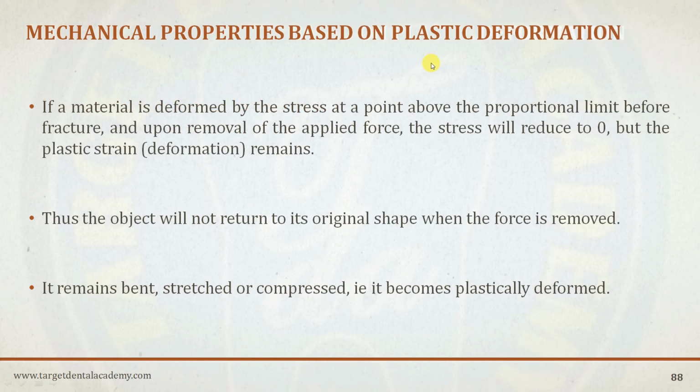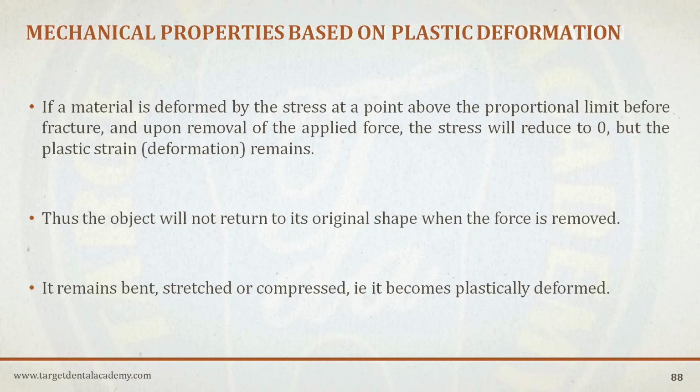So the mechanical properties based on the plastic deformation. If a material is deformed by the stress at a point above the proportional limit before fracture, upon removal of the applied force, the stress will reduce to zero, but the deformation remains. It means when you apply any force above the proportional limit. Within the proportional limit, when you remove the force, the object will get back to its normal position, normal shape and form.